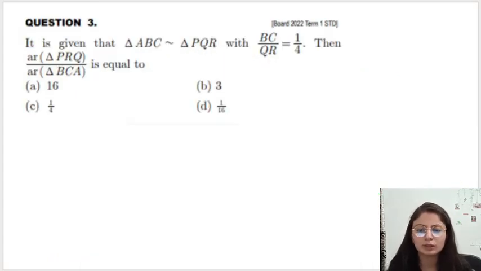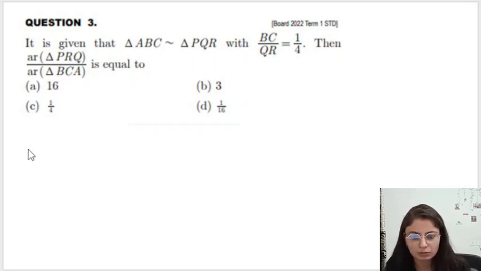Now let's move on to the next question. Now it says that it is given that triangle ABC is similar to triangle PQR with BC by QR equals 1 by 4. Then area of triangle PRQ by area of triangle BCA is equal to. Okay, now it's given that these two triangles are similar, right? So जब भी ऐसे रेशियो का क्वेश्चन है, रेशियो ऑफ एरियाज ऑफ टू ट्राइंगल्स, we will use the same theorem. The theorem says that the ratio of areas of two similar triangles is equal to the square of the ratio of their corresponding sides.